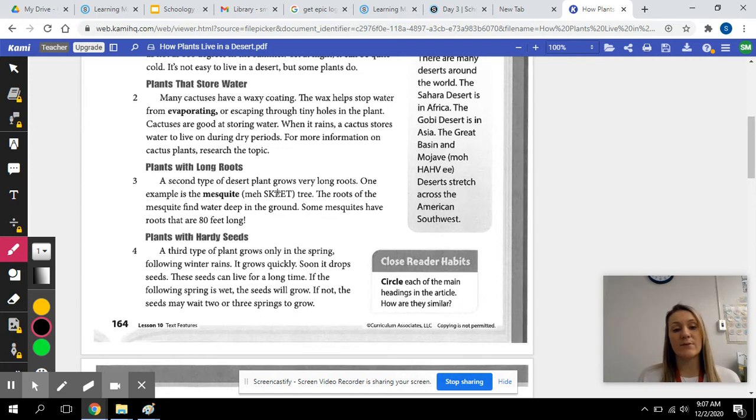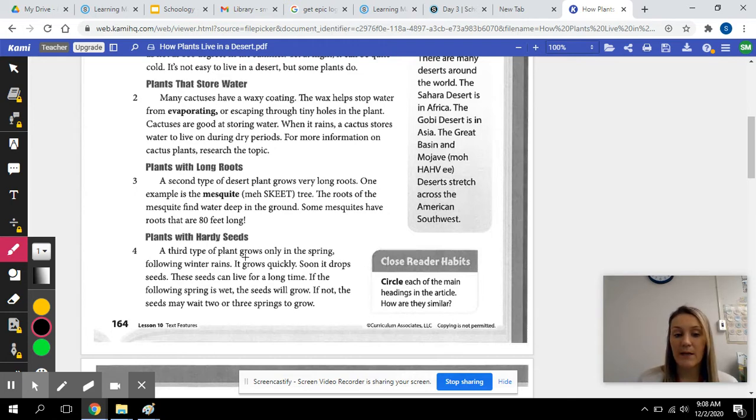A second type of desert plant grows very long roots. One example is the mesquite tree. The roots of the mesquite find water deep in the ground. Some mesquites have roots that are 80 feet long. I have another heading. This is about plants with hardy seeds.